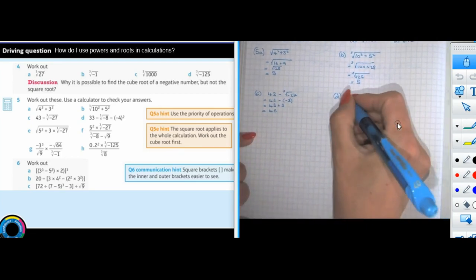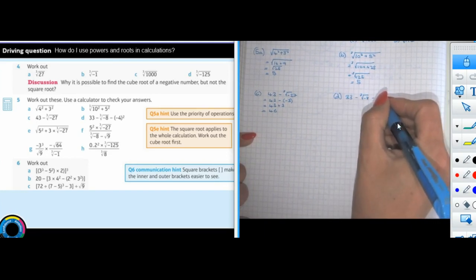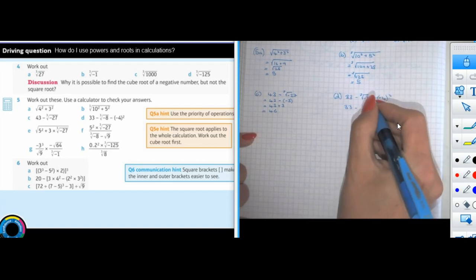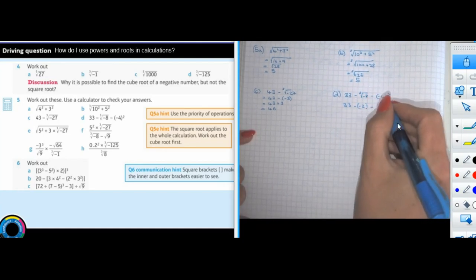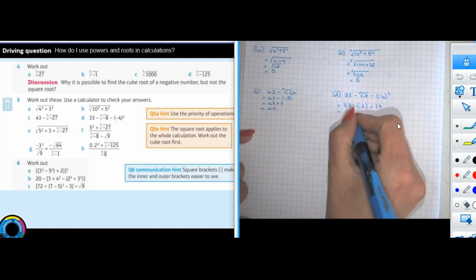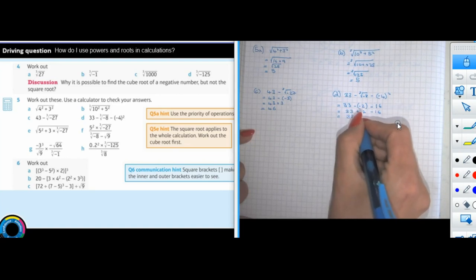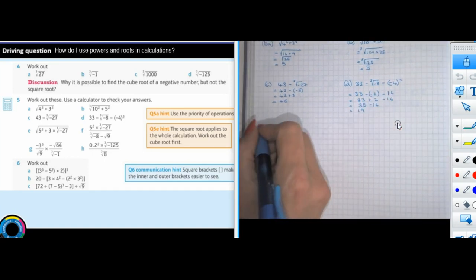Part d. 33 minus the cube root of negative 8 minus negative 4 squared. So that's 33 minus the cube root of negative 8, which is negative 2, minus negative 4 squared, which is 16, because a negative multiplied by a negative is a positive. That gives us 33 plus 2 minus 16, which is 35 take away 16, which is 19.